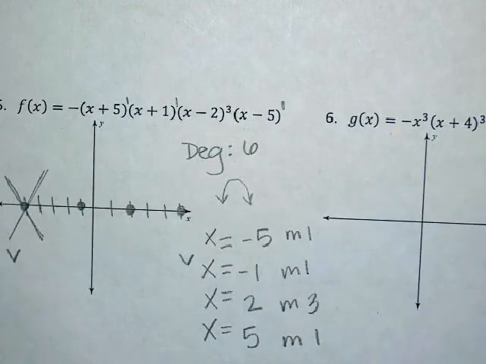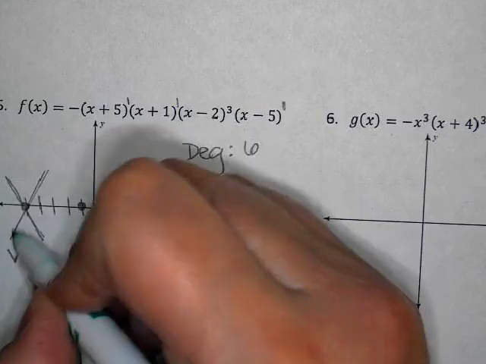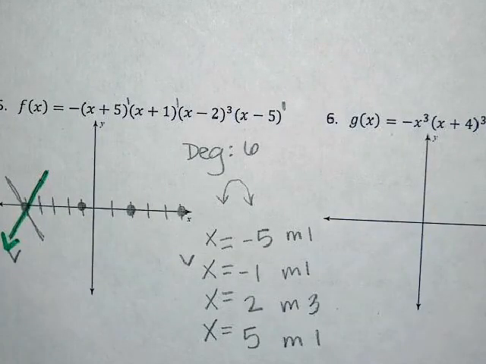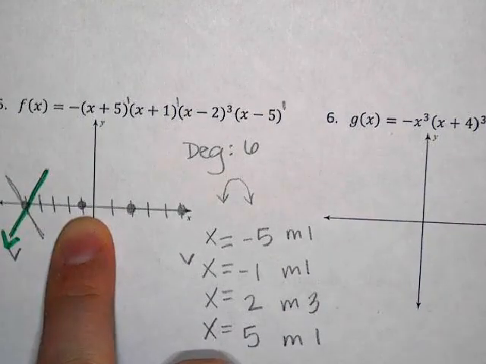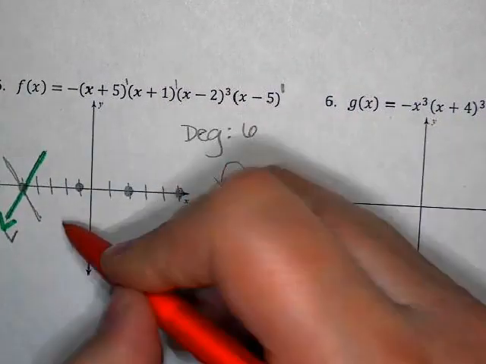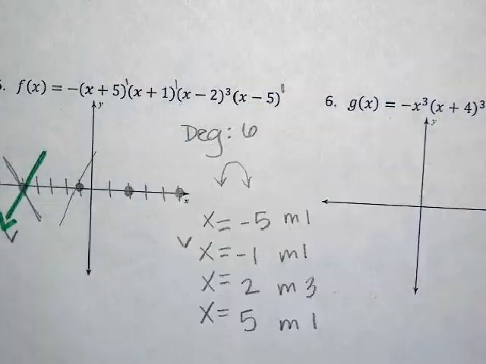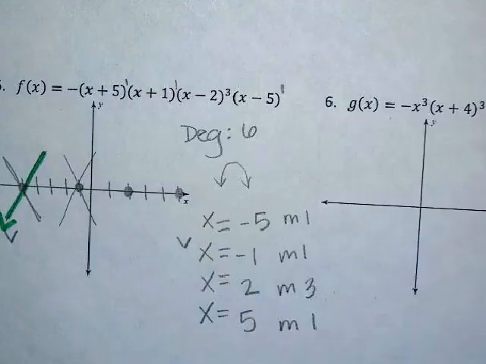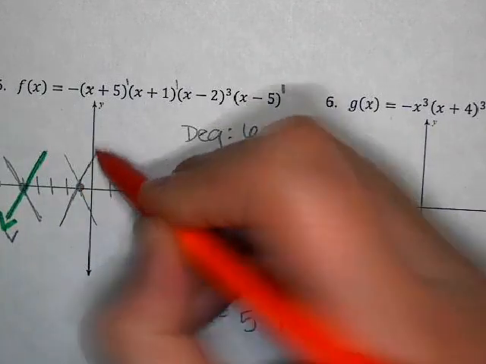All right. For -1, we have a multiplicity of 1 again. So we have two options. Our slant can go this way, or our slant can go this way. Which one should it be to connect to the green? The second one, okay? So our slant is going to go like this. All right.